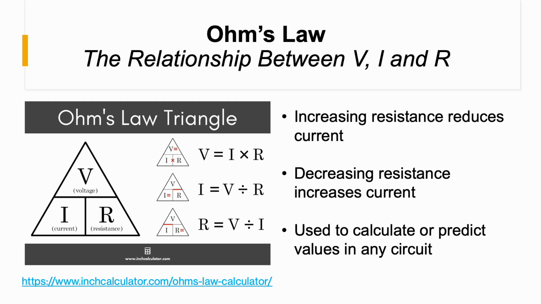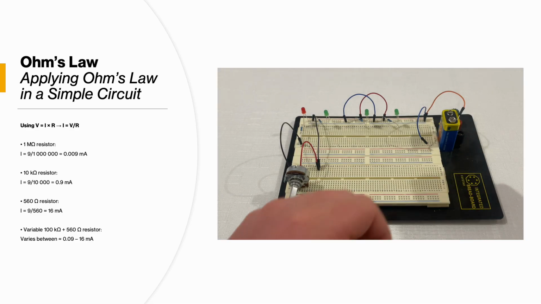Ohm's law describes the relationship between voltage, current, and resistance. When voltage is applied to a circuit, the current that flows depends on the resistance. If resistance increases, current decreases, and if resistance decreases, current increases. This simple equation, V equals I times R, forms the foundation for understanding how every electrical circuit behaves.